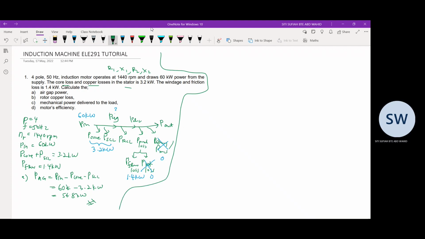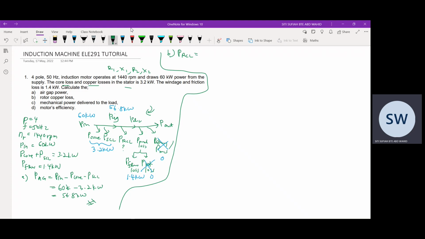B, rotor copper loss, PRCL. Okay, so after answering A, now you know the value of P air gap. So you label your P air gap here 56.8 kilowatt. Okay, so PRCL. I forgot to mention, if you can calculate the required power using a formula, then you use the formula. If not, you play around with the plus and minus of the power flow diagram.